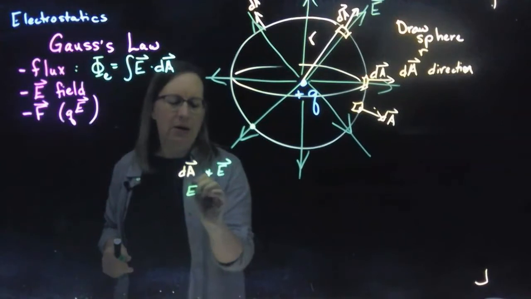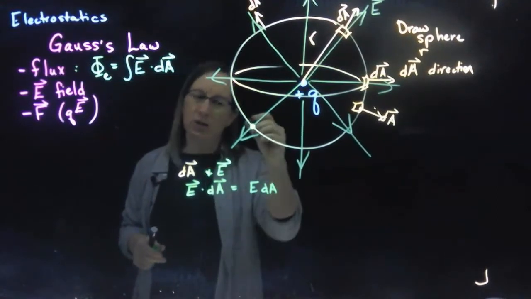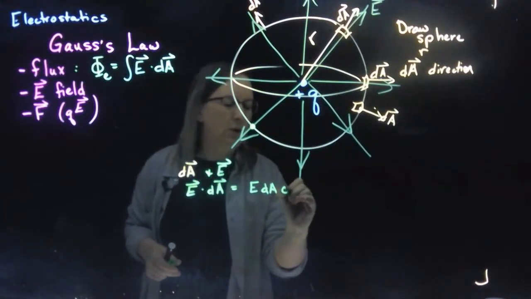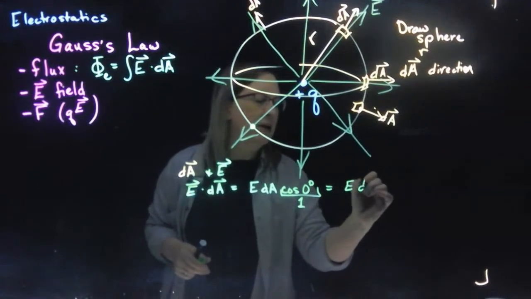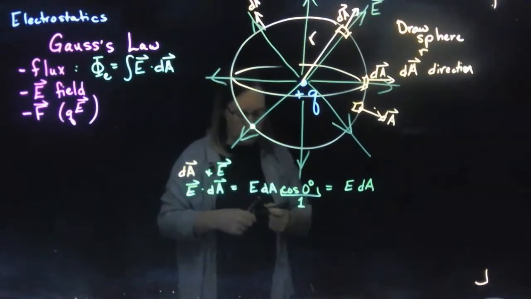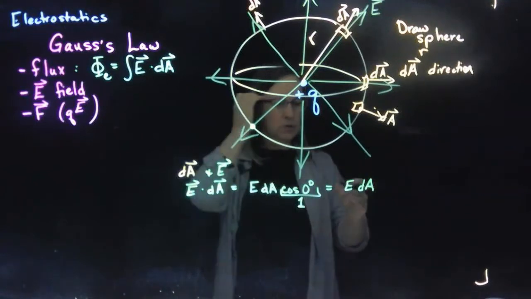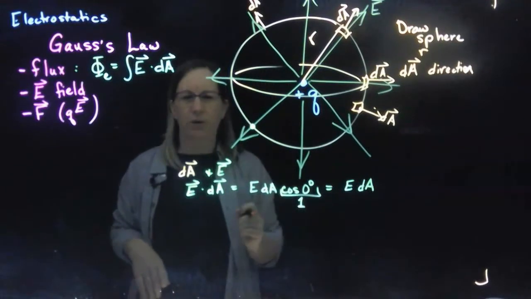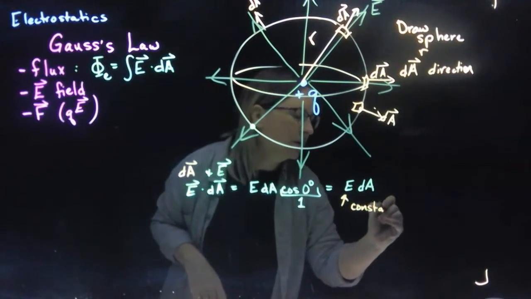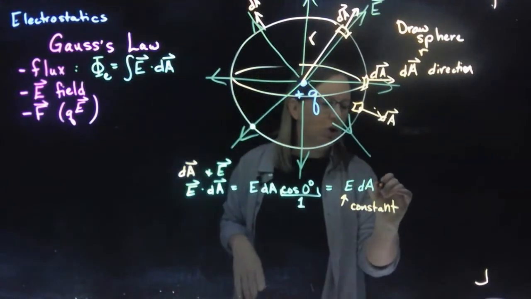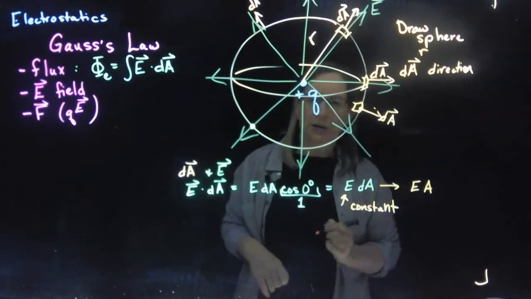So this E dot dA just becomes E times dA times the cosine of the angle between them. Well, the cosine of the angle between them is 0. Cosine of 0 degrees is equal to 1. So that's just E dA. Okay, so once we've done that, we can actually say the electric field is constant in value. So this is constant. And so then I can just turn this into, I mean, it's constant around the sphere, E times A.